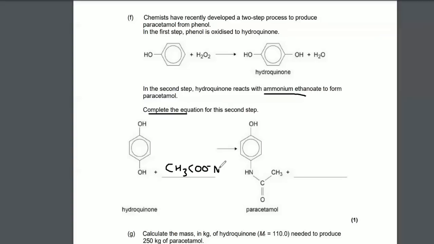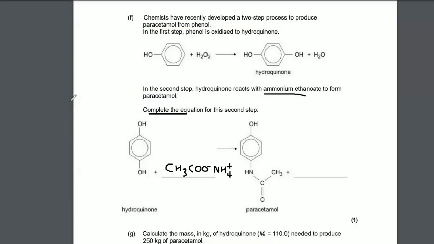It's a carboxylic acid where the hydrogen's been removed, and it's been replaced with another positive ion instead of a hydrogen ion, and this time it's the ammonium ion. You should know the formula from GCSE. It's NH4+. So that's our formula for ammonium ethanoate.